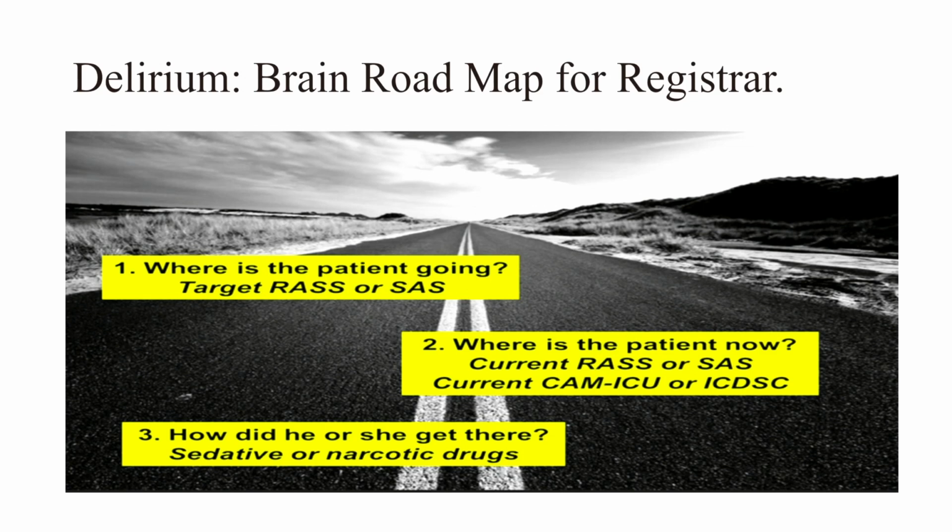Where is the patient going? So what is our target RASS, whether the patient is ventilated or not ventilated? First of all, we have to assess the RASS or sedation level, what we want to have. Then where is the patient now? So what is his current RASS level?